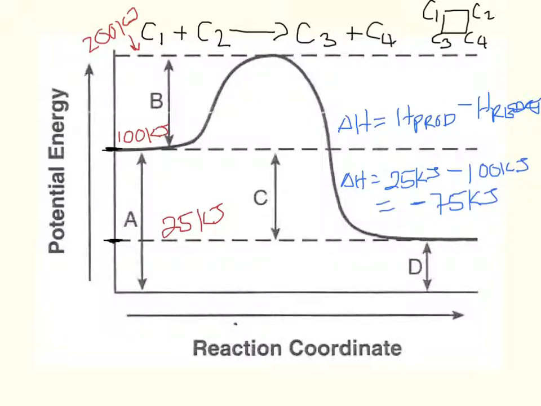Okay, so there's one more thing that we have to understand, and that is this part of the curve right here, this hump here, right? What is happening at this point of the curve? So we're starting out at 100 kilojoules, and then all of a sudden we're at 200 kilojoules, and then we're back down to 25 kilojoules. So what is happening here?